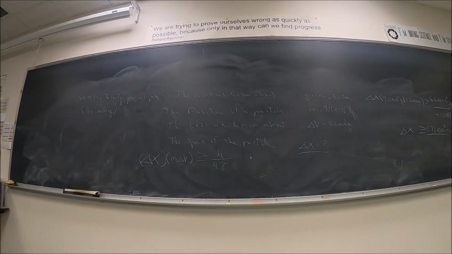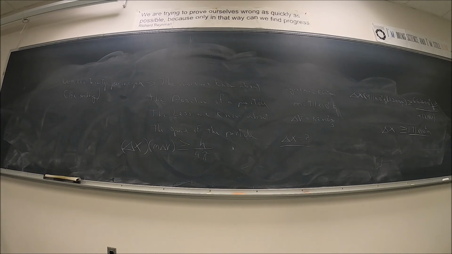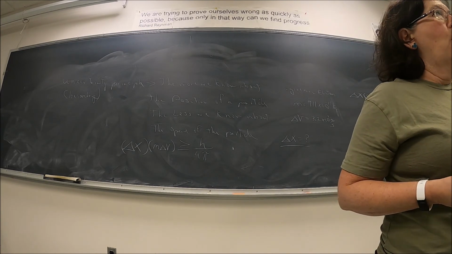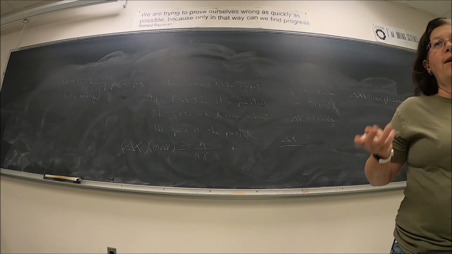So if we think back to Victorian times, the late 1800s, when they were starting to think about probability, we could say you can't have your cake and eat it too. You can't know everything there is to know about an electron when it comes to position and velocity.